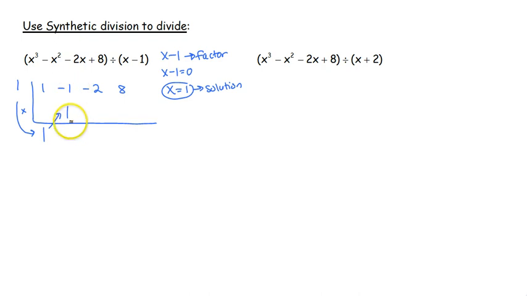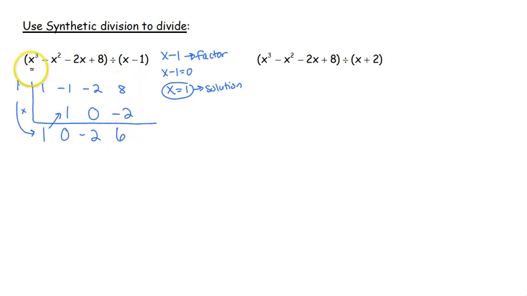In long division, you subtract. In synthetic division, you just combine. So a negative 1 and a positive 1 is 0. And then you do the same thing again. 1 times 0 is 0, so that's going to go there. A negative 2 plus 0 is a negative 2. 1 times a negative 2 is a negative 2. 8 minus 2 is 6.